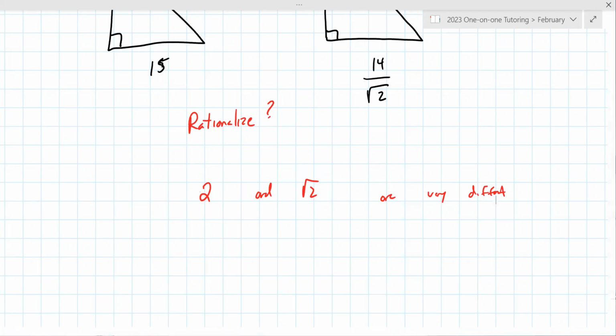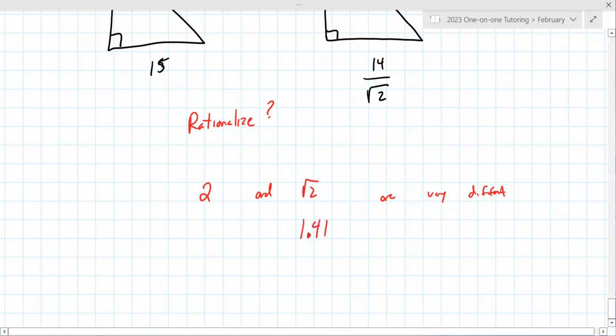What is the square root of 2? It's not 1, it's a decimal. Square root of 2 is approximately 1.41. That's right, 1.41.